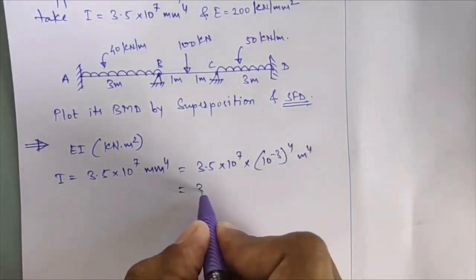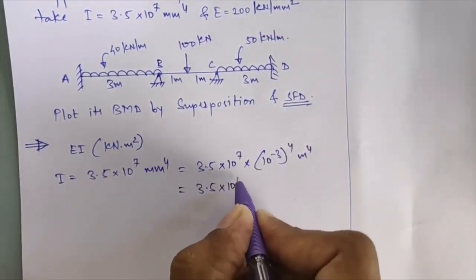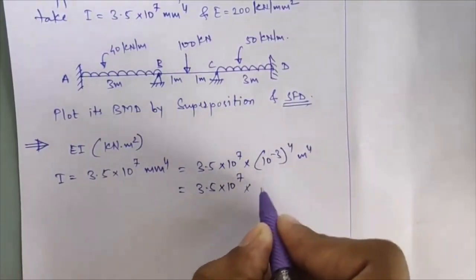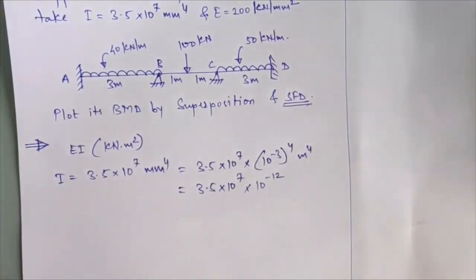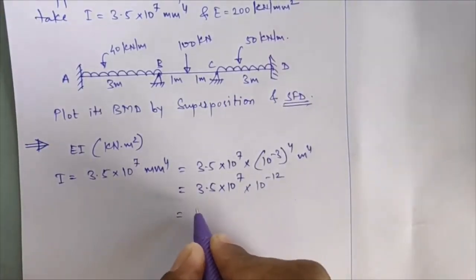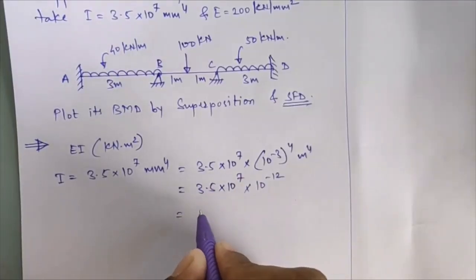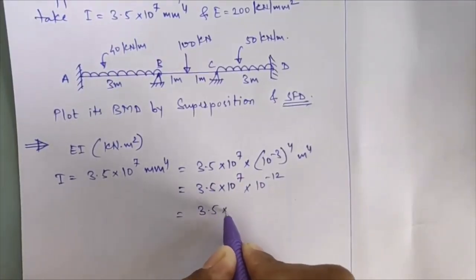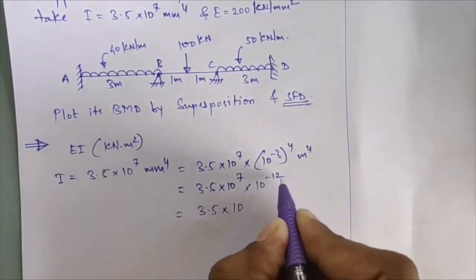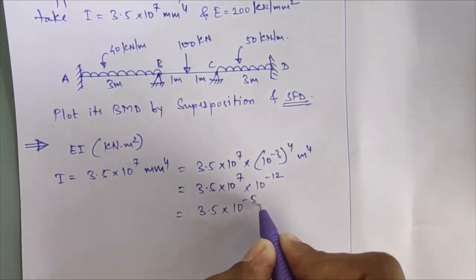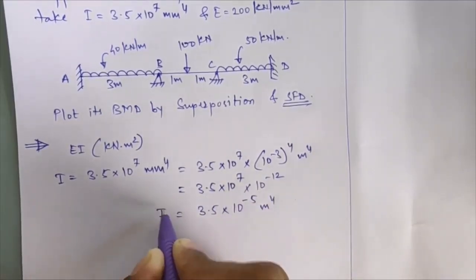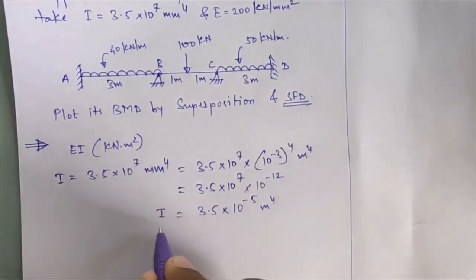If I simplify this, I'll get 3.5 into 10 raised to 7 multiplied by, this becomes indices multiplication, that is 4 into 3 will become 12. On further simplification, I'll get 3.5 into 10 raised to plus 7 minus 12, that I get as minus 5 meter raised to 4. So this will be my I value.